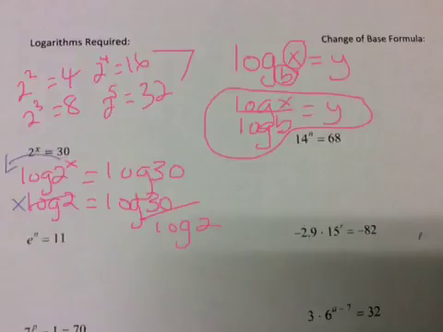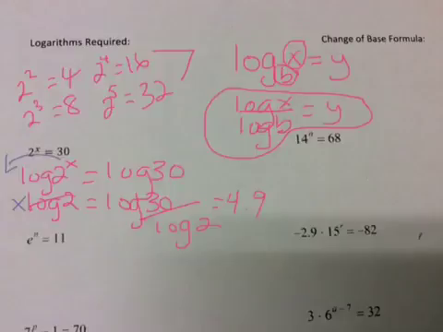So go ahead and put that in your calculator. And you will get 4.9. So we were really close when we said it was between 4 and 5, closer to 5. So 4.9. All right, let's look at this next one here.